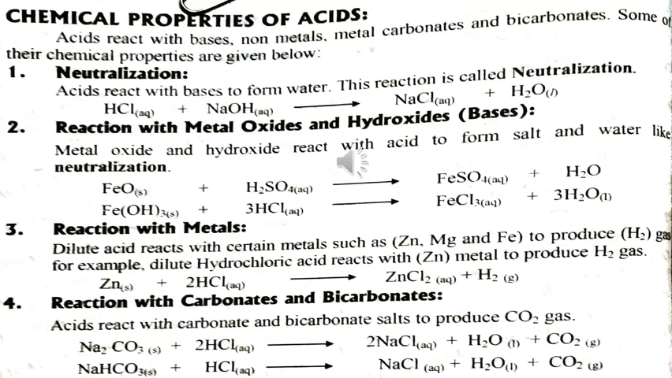Reaction with metals. Dilute acid reacts with certain metals such as zinc, magnesium and iron to produce hydrogen gas. For example, hydrochloric acid reacts with zinc to produce H2 gas.